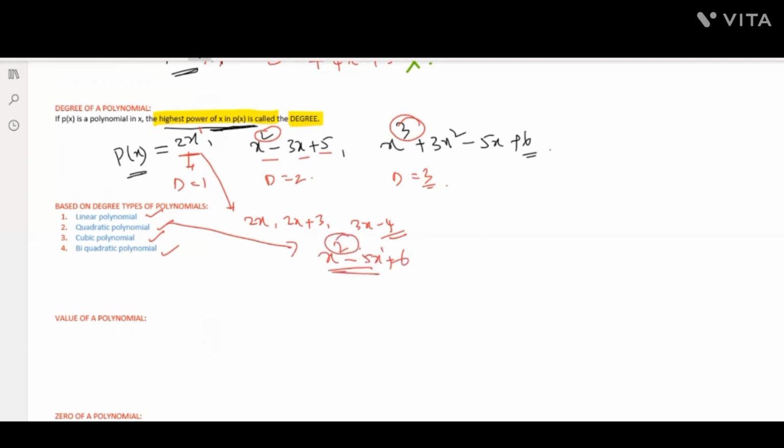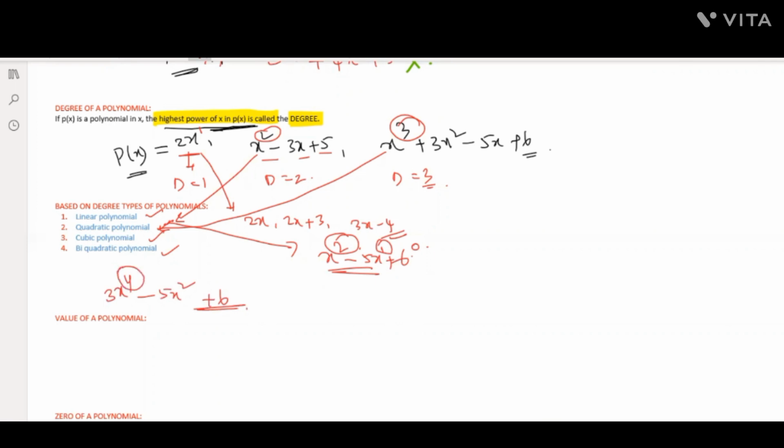Here, in this example, for this term the degree is 1, for this the degree is 0, so the highest degree is 2. So this is called a quadratic polynomial. This is also a quadratic polynomial. This is called a cubic polynomial. And what is meant by a biquadratic polynomial? If the highest degree is 4, like x power 4 minus 5x squared plus 6, this is called a biquadratic polynomial because here the highest degree is 4.